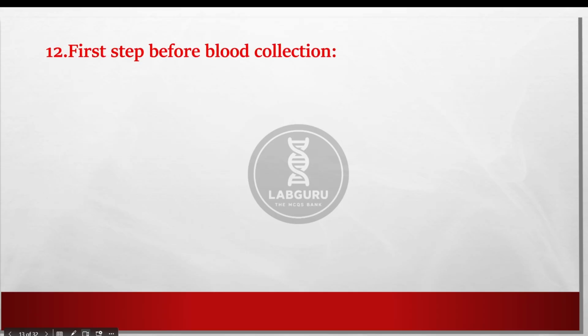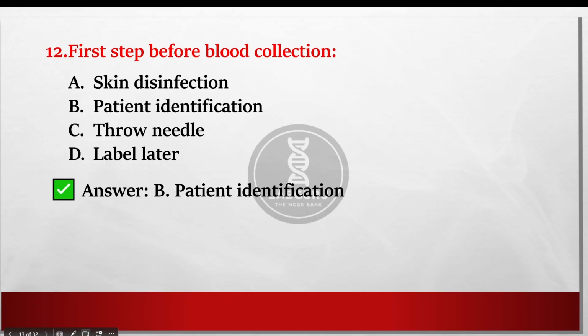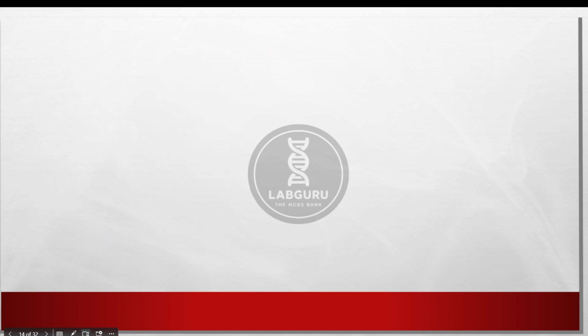Okay. Question number 12. First step before blood collection. What is the first step before blood collection? Here the options are option A skin disinfection, option B patient identification, option C throw needle, and option D label letter. It's a very common and simple question, but sometimes in the hurry the student picks skin disinfection as the right answer. But here the right answer is the patient identification, because patient identification only can prevent the wrong sample errors, right?